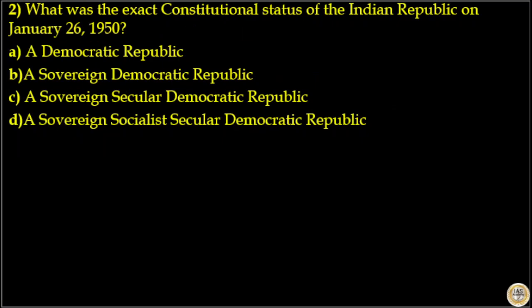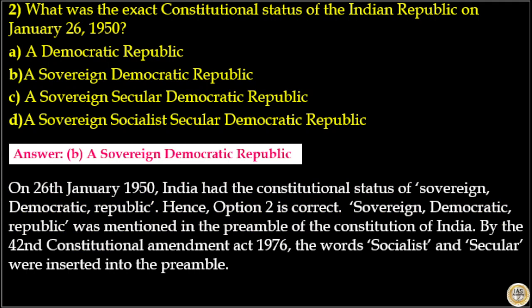What was the exact constitutional status of India on January 26, 1950? Option A, democratic republic. Option B, a sovereign democratic republic. Option C, a sovereign secular democratic republic. Option D, a sovereign socialist secular democratic republic. The answer to this question is option B, a sovereign democratic republic.